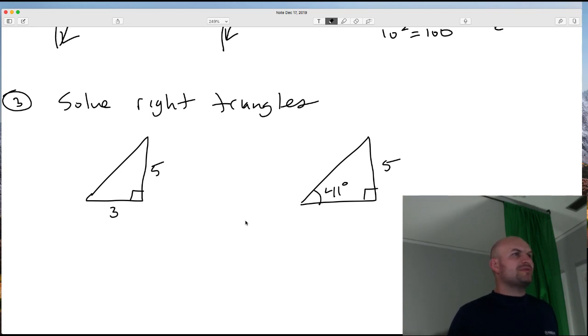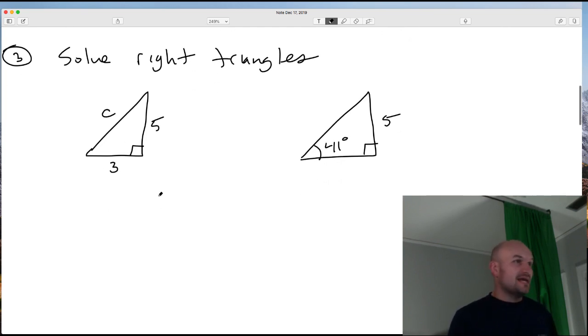All right, for question number 3, it says solve the right triangles. A student asked me to just talk about solving right triangles. I'm not really sure what they wanted, because there are many different ways to solve a right triangle based on what type of information you have. If you have 2 sides, then you can use the Pythagorean theorem to figure out the third side, which we typically call C a lot of times.